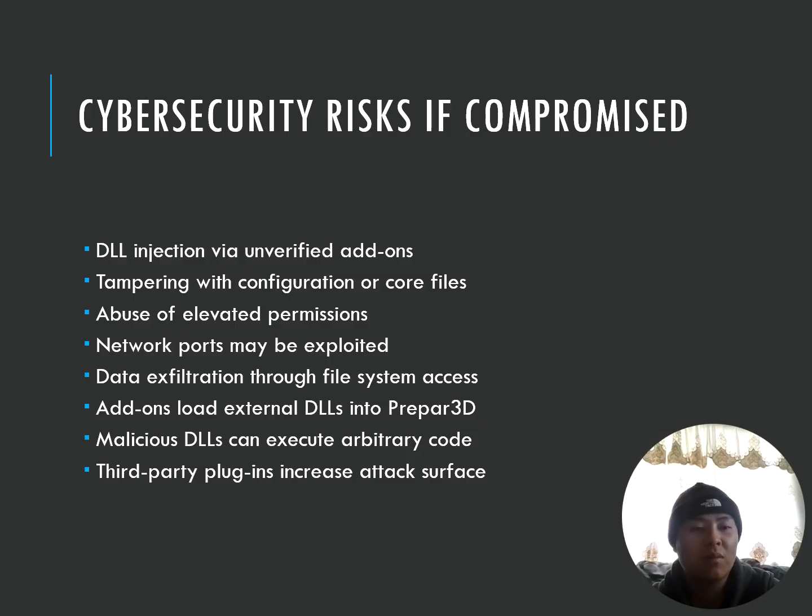Cybersecurity risk if compromised. It only needs normal system level permission to function. If it was ever to be compromised, attackers might manipulate config or DLL files, inject code, or exfiltrate data through the file system. Attackers can alter registry keys, exploit network features for theft or remote control, abuse admin privileges to take full control of the system, or execute arbitrary code and install malware.